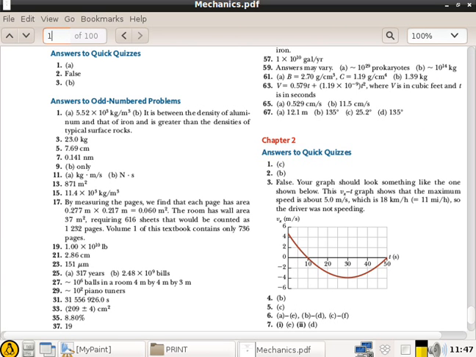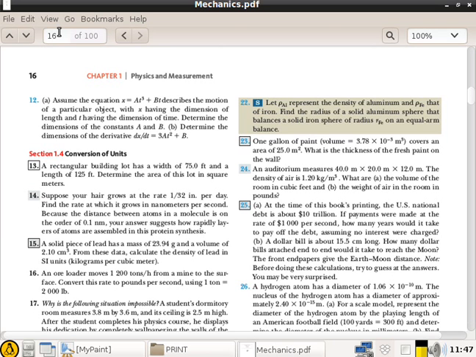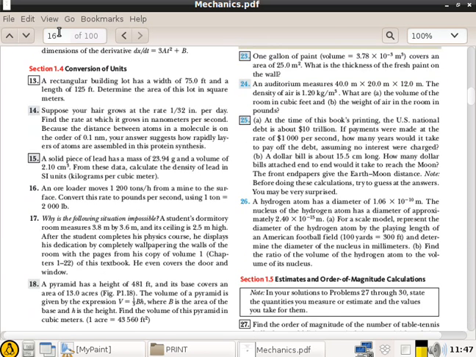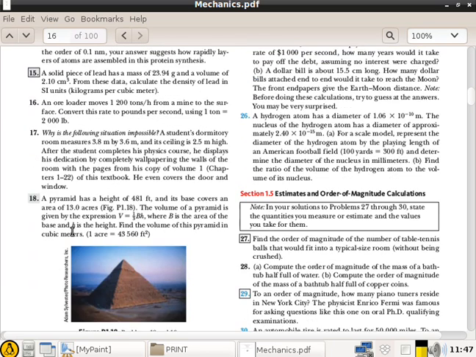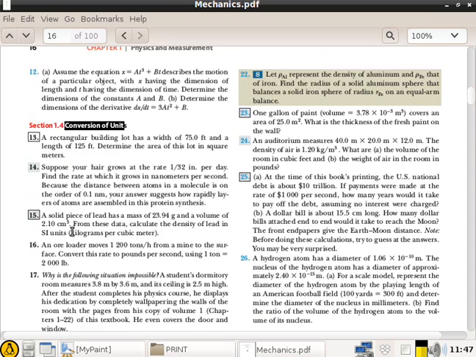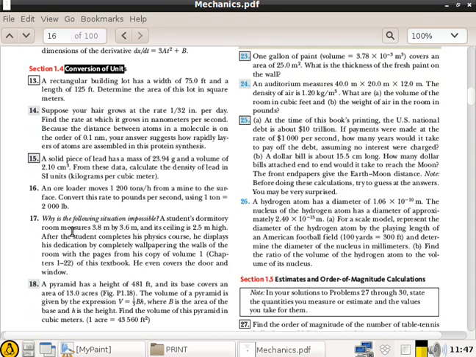Do you know what that word means, odd? What numbers are odd? 1, 3, 5, and so on. So I would only like you to do the odd questions because you can't check the answers for the even questions. So just for a few minutes, I want you to do some of these conversion of units and just do the odd ones. So 13, 15, 17. Just do those 3 first. Let's see how you get on with those.